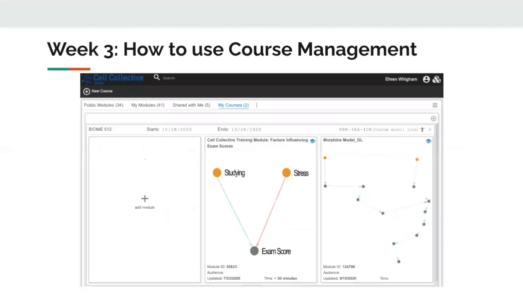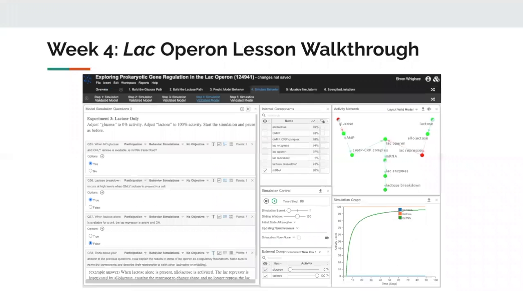In week 3, participants learned about a brand new feature called course management, which enables faculty to create a course and assign specific lessons to students. This is also where faculty can access student responses to the questions posed in each lesson. Cell Collective has more than 20 pre-built lessons covering a wide range of topics.